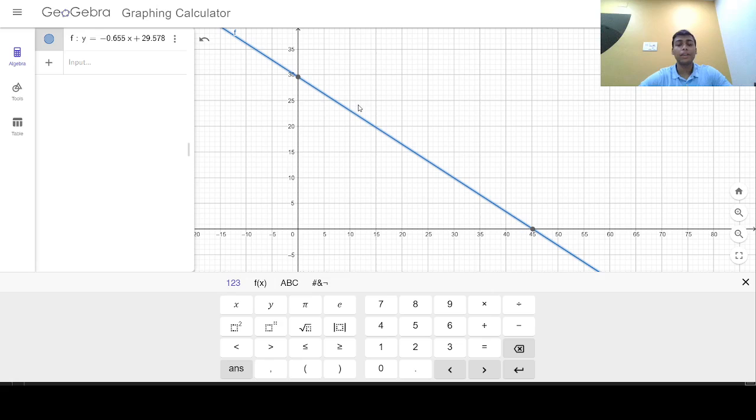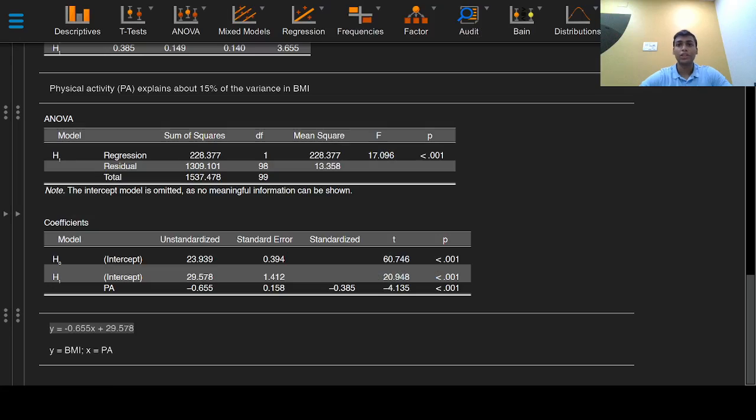Now we can predict values of one variable based on the other. So for example, from our data set, we want to predict what the BMI of a person who walks 20,000 steps per day would be. So based on this trend line, we can see that this person might have a BMI of about 16. So such kinds of inferences can be made using our trend line.